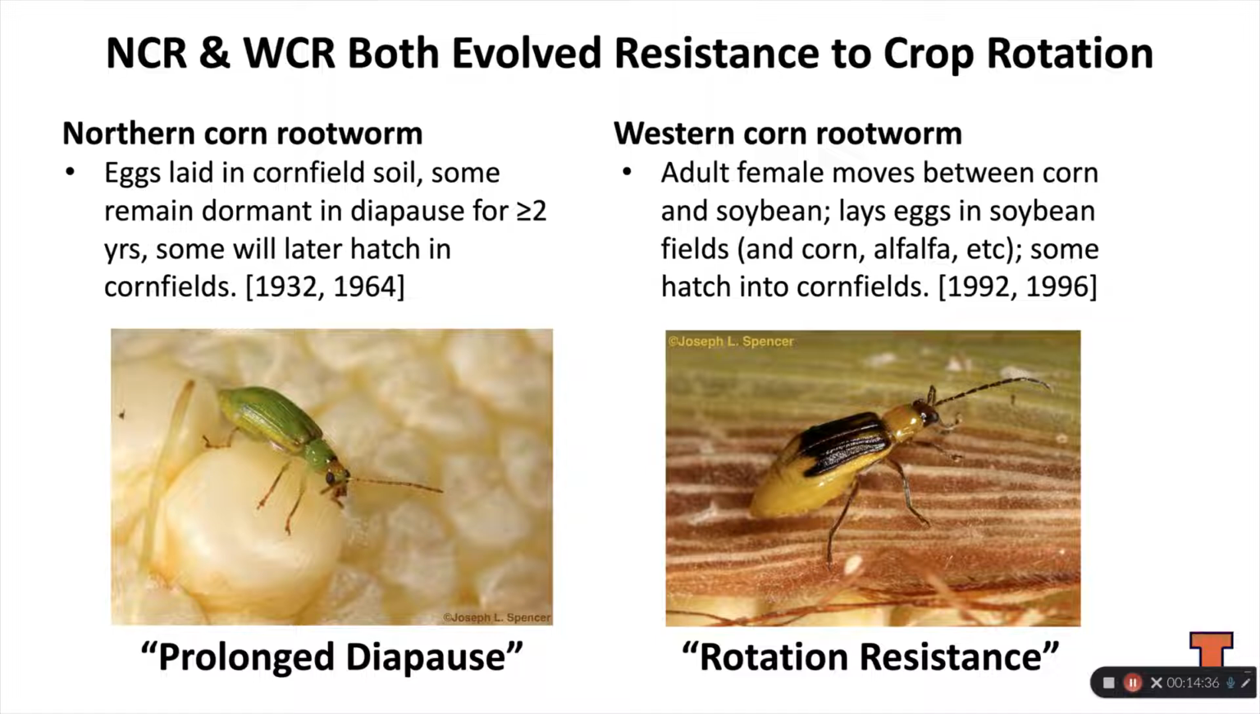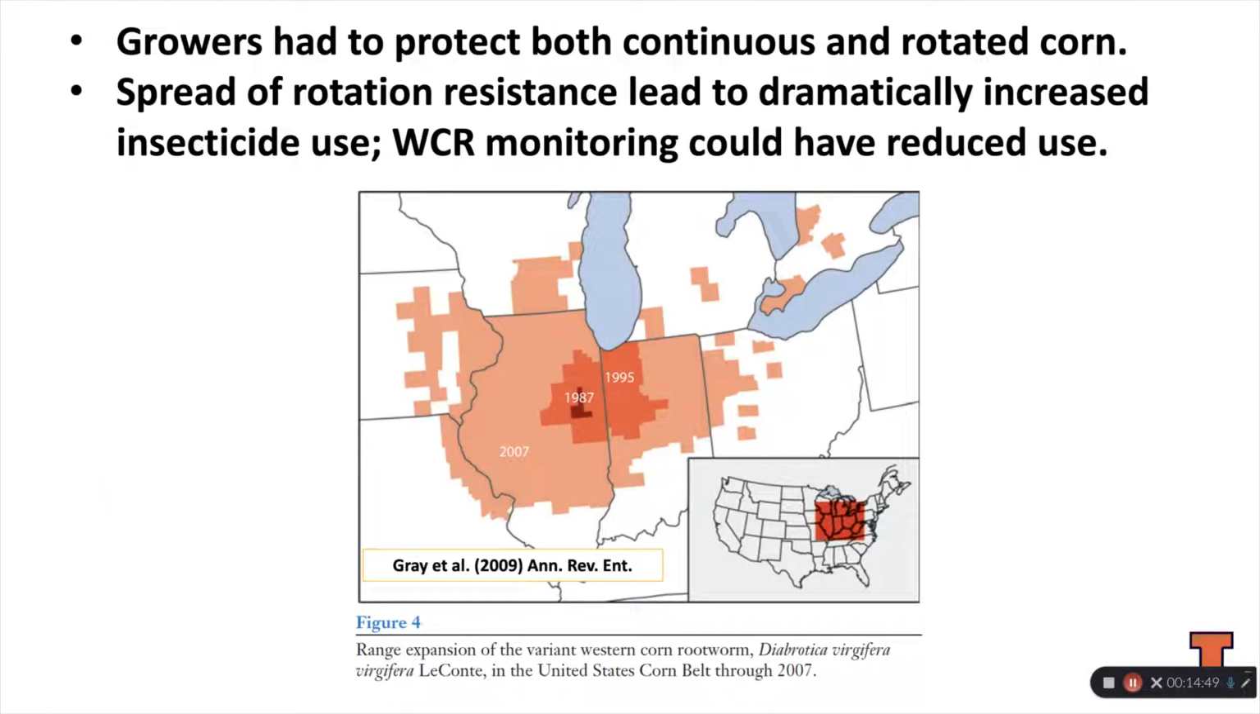This was first detected in 1987 and really came to a head in 1995 when there was devastating up to 50% yield losses across Illinois and portions of Indiana. That problem with rotation resistance in the western corn rootworm beetle presented terrific challenges to corn growers. They had to protect both continuous and rotated corn. And the spread of this resistance away from the original area in Ford County out across Illinois and into surrounding states led to dramatically increased insecticide use.